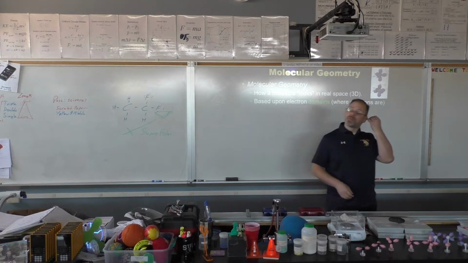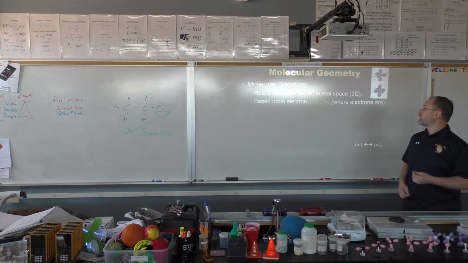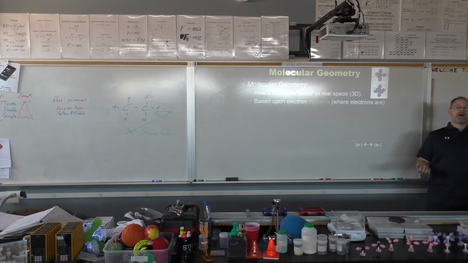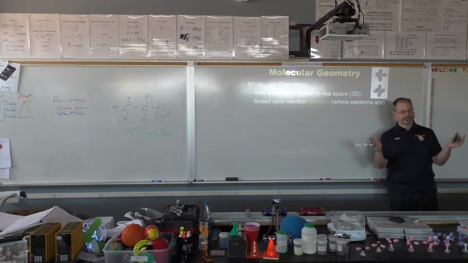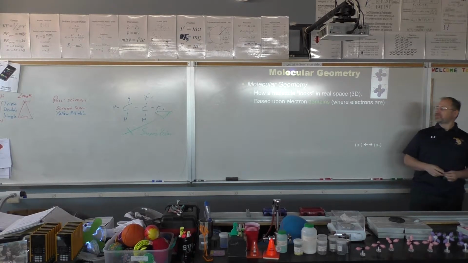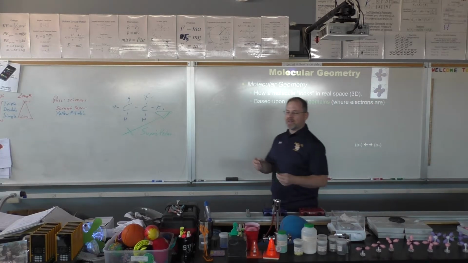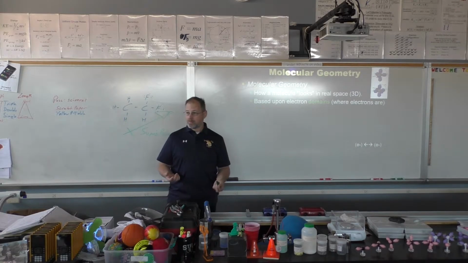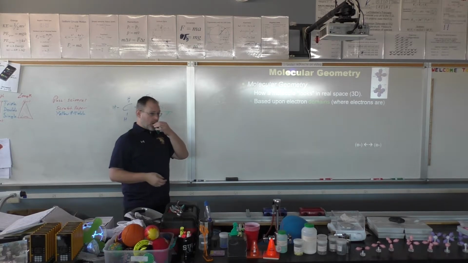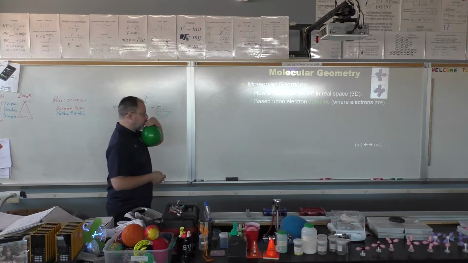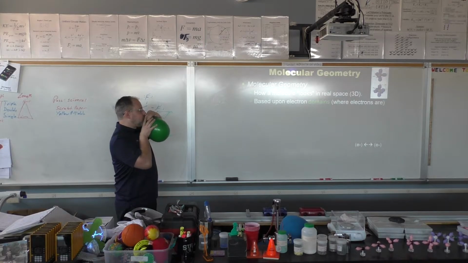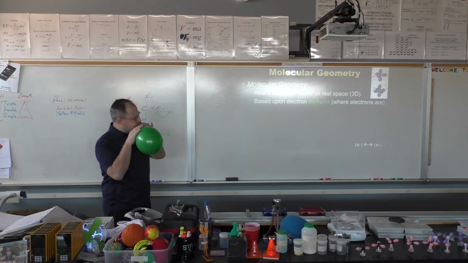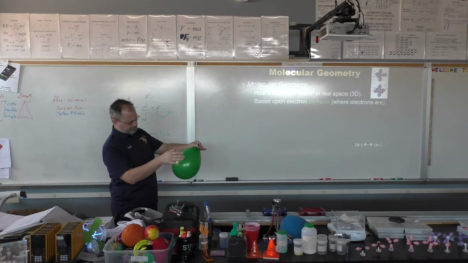So molecular geometry is how molecules look in real space, and it's based upon the other half of the most important concept. If opposites attract, what do likes do? Repel. So electrons repel. And whether it's an electron cloud from bonding or an electron cloud from an unshared pair, remember unshared pairs, the two dots? Those create what are called domains.